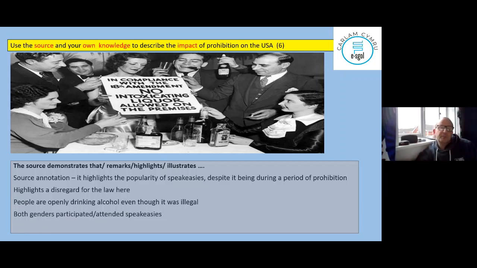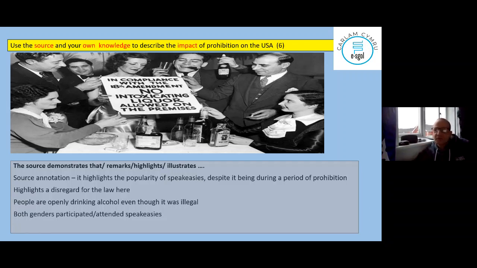where, as you know, alcohol was banned following World War I, pretty much. It also highlights, you can see in the photograph, people laughing and drinking quite publicly with no real shame. They're even holding up the sign to show their disregard for the law here. It clearly illustrates people are openly drinking alcohol, despite it being against the law. It also illustrates that both genders participate in this post-prohibition alcohol culture. Not everybody, of course, but people from both genders were willing to take this risk and go against the law.